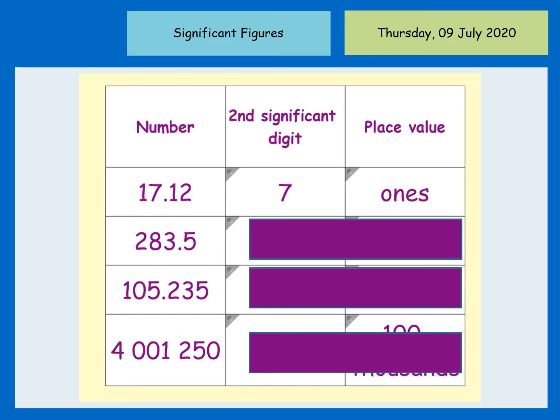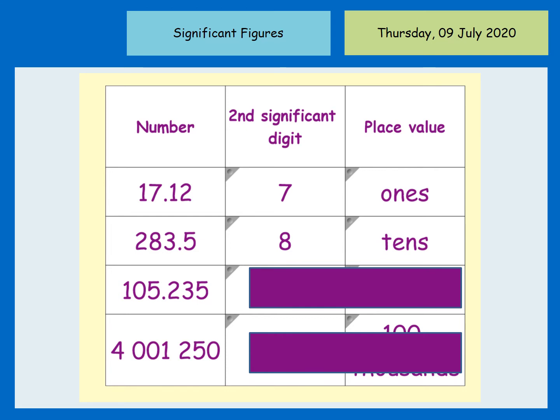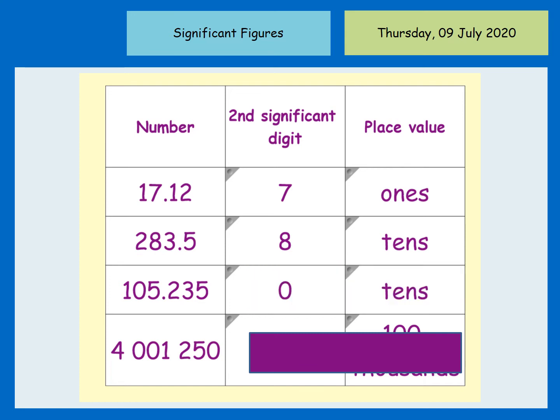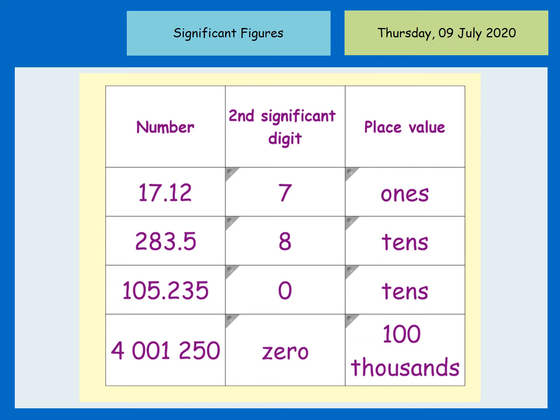Okay, so here we have the answers. So for the first question, 17.12, we're going to start from the left-hand side of the number. We know the first significant figure is going to be the 1, which means the second significant figure in that number would be the 7. Same for the next question. Again, starting from the left-hand side, first significant figure is a 2, which means the second significant figure is an 8. For the third one, the first significant figure would be a 1, meaning the second significant figure in this number is a 0. And finally, for that last number, the first significant figure would be a 4, meaning the second one would be a 0.